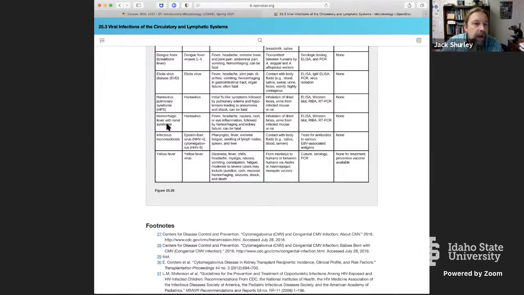Hemorrhagic fever with renal syndrome, also the hantavirus, so it's another stage or step with that, targeting other sites. Same idea: contact with the feces, fever and headache, nausea, and then the latter progression with hemorrhage and kidney failure as a result of all of the issues.